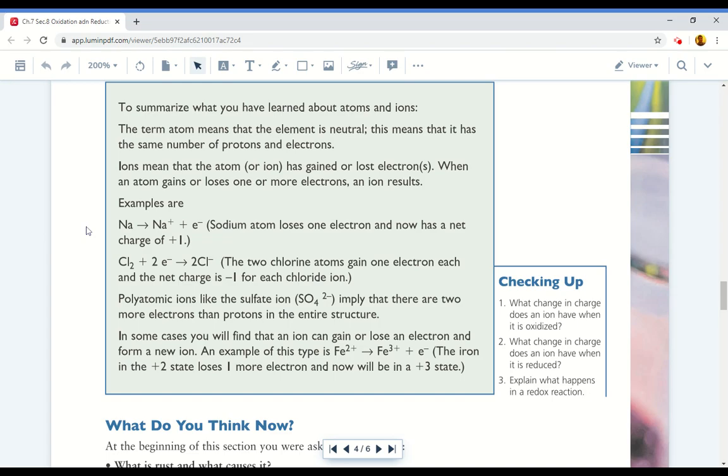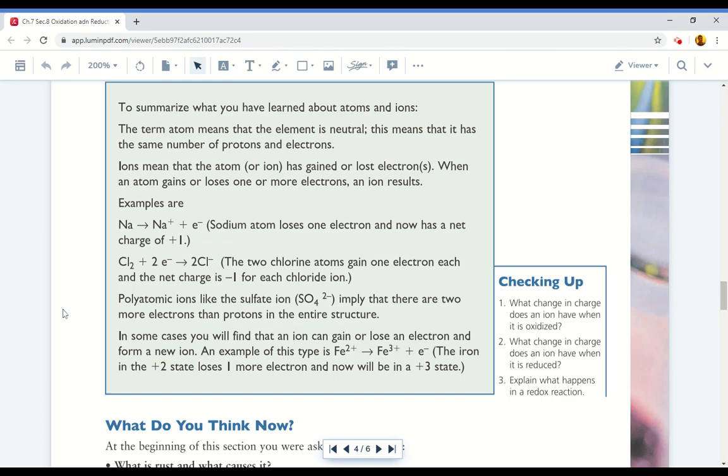Examples are: a sodium atom loses one electron and now has a net charge of positive 1. The two chlorine atoms gain one electron each, and the net charge is negative 1 for each chloride ion. Polyatomic ions, like the sulfate ion, imply that there are two more electrons than protons in the entire structure.